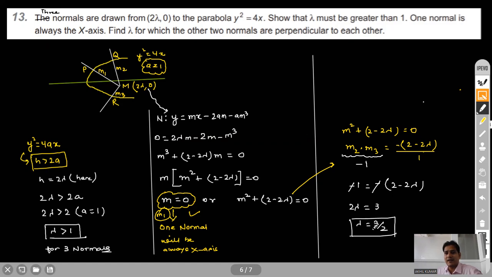For this value of lambda, the remaining two normals will be perpendicular to each other. We have applied that condition here: M2 into M3, the product of the slopes of both those normals, will be minus 1. From here, we got this value of lambda. So I hope this is clear to all.